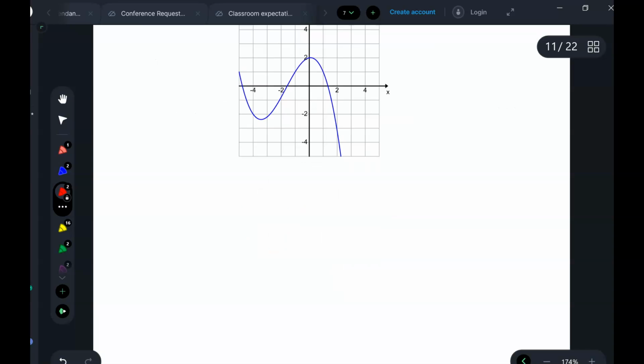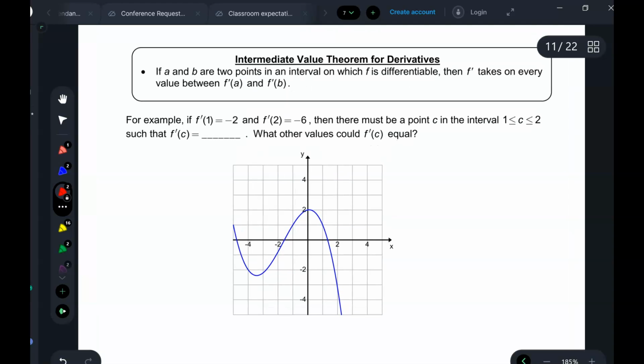Okay, last thing here, guys. And I know it's been a long class here. Intermediate value theorem for derivatives. It's a different one. This is specifically for derivatives, but it's the same idea, right? So we have to first have a differentiable function. So that means it has to also be continuous.